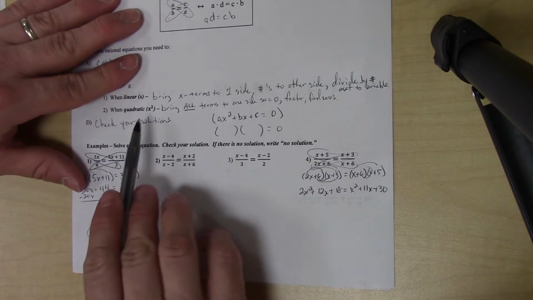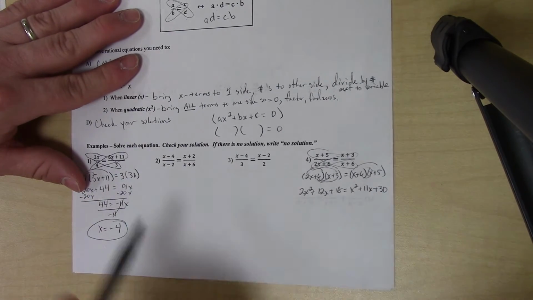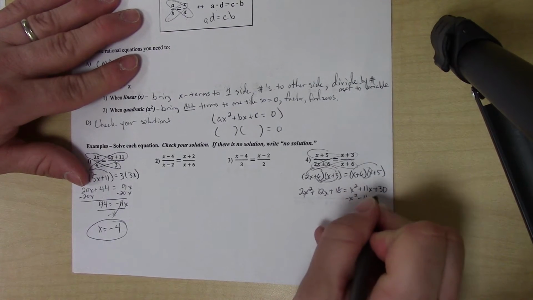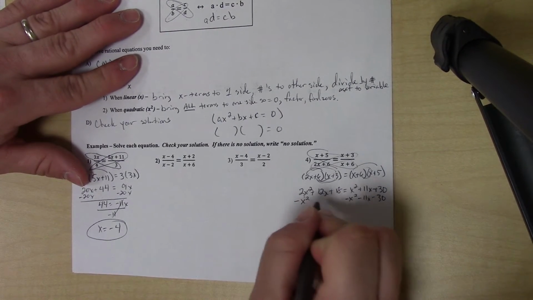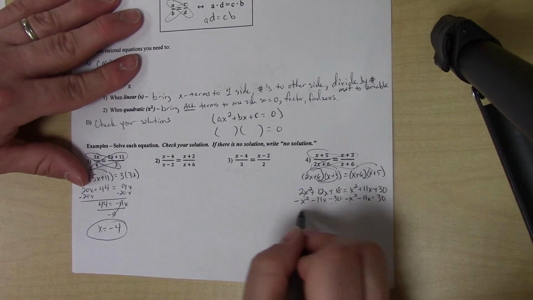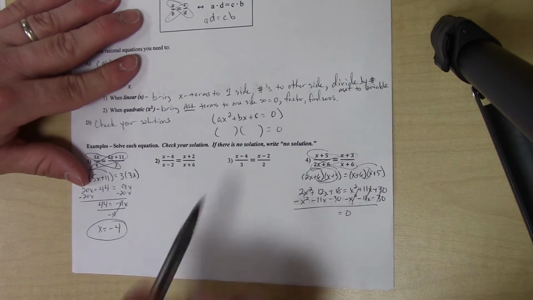Now again, what I said here is when it's quadratic, when you see an x squared, you've got to bring everything to one side if they don't cancel each other out. And I like to have a positive x squared, so I'm going to minus x squared, minus 11x, and minus 30 to both sides. I'm writing it right underneath so that I don't make any silly mistakes and combine terms that aren't supposed to be combined. These will cancel to give me 0, which is what I want. Again, I want it to equal 0.